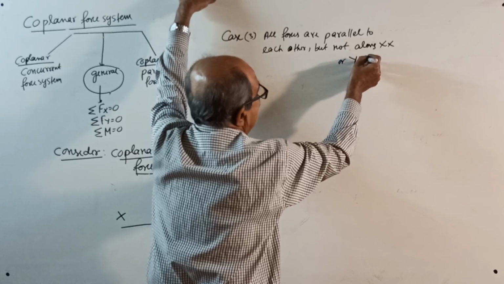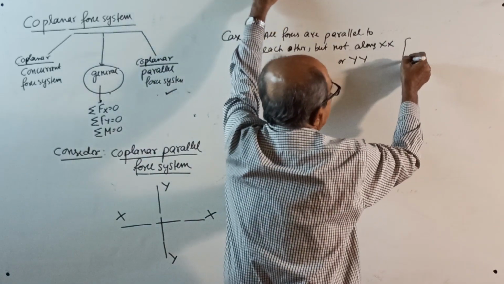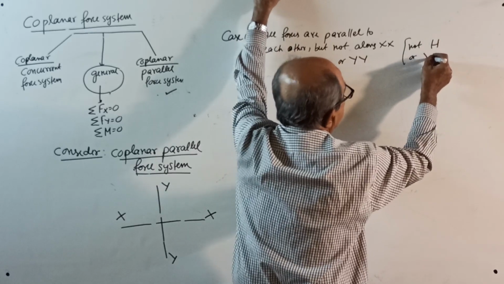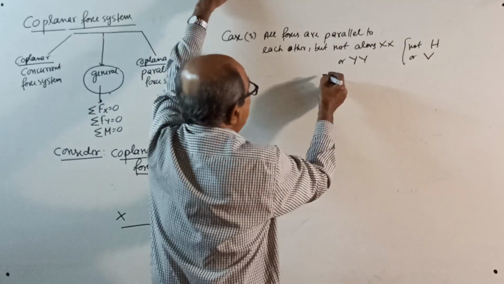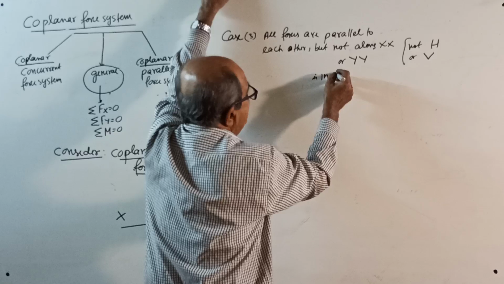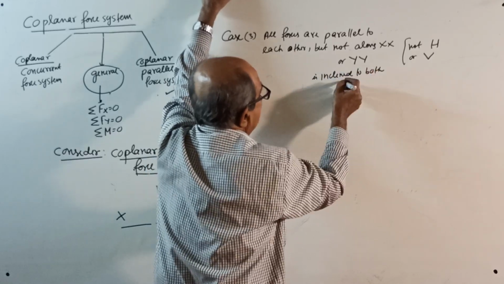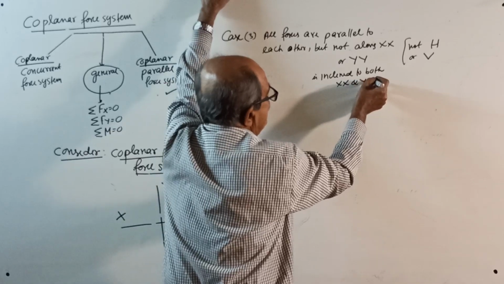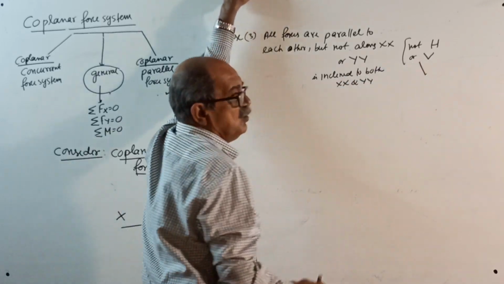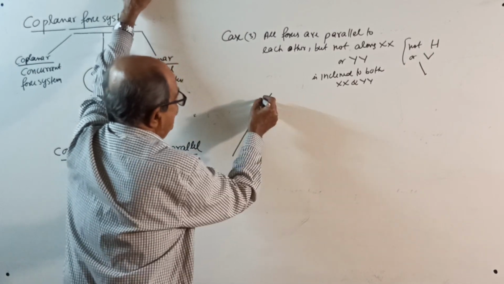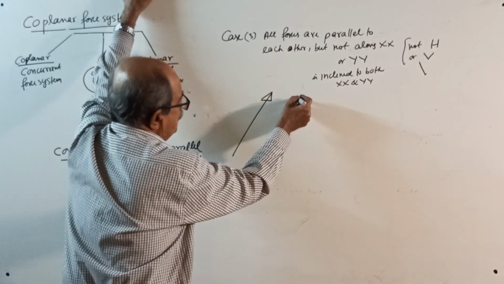Or yy. Means not horizontal or vertical. Or you can tell that it is inclined to both xx and yy. Here also, inclined to both horizontal and vertical. That is something like this. See, one force. I will put a second force this way.